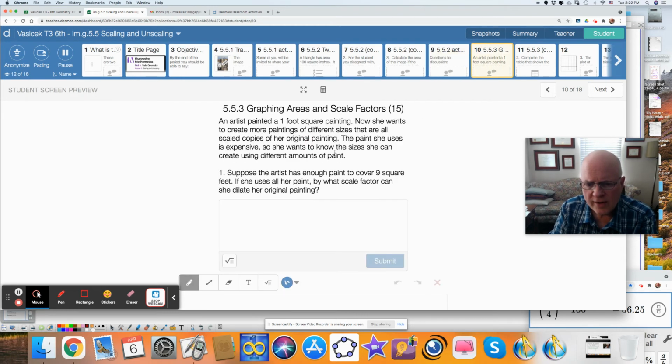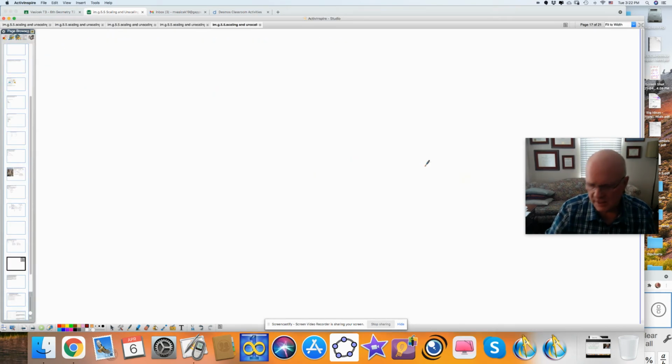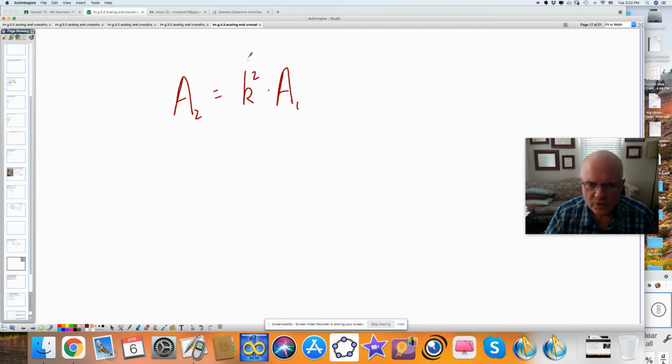And now we got the graphing and scale factors. Look at this question. An artist is painting a painting. It's 1 square foot. And the paint is really expensive. She wants to paint it and scale it up. And she wants to know how big of a painting can she get if she scales it to cover 9 square feet. In other words, what is the scale factor? Basically, what she's asking is, if I know the area that I'm ending with, and I know the area that I'm starting with, what is the scale factor? What is the K value?